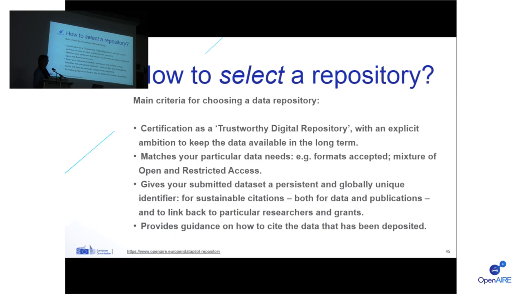For example, can I deposit PDFs, which is of course clear, but also XML or other formats? What is the mix between open access and restricted access? It's important that there is a permanent digital identifier so that the dataset can be cited. And it's also important that the repository helps with how to cite the data.